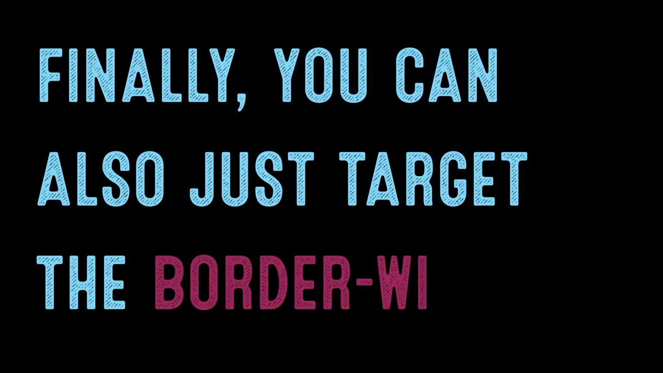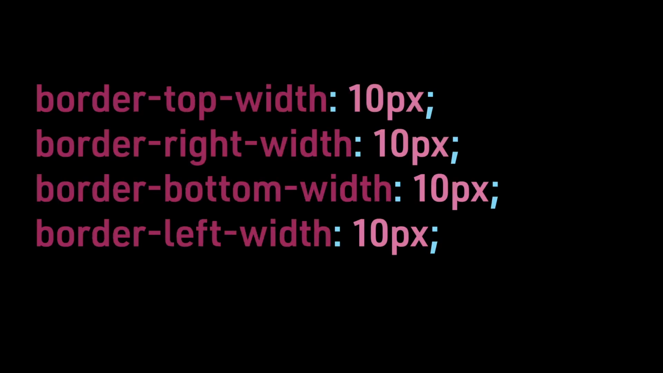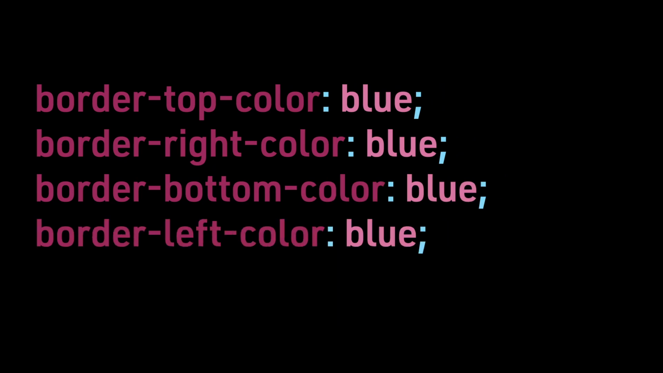Finally, you can also just target the border width, border style, or border color of a particular side of an element. In this case, you would write border top width, 10 pixels, border right width, 10 pixels, border bottom width, 10 pixels, border left width, 10 pixels. Similarly, border top style dotted, border right style dotted, border bottom style dotted, border left style dotted. And finally, border top color blue, border right color blue, border bottom color blue, and border left color blue.